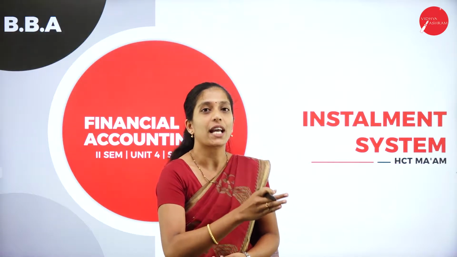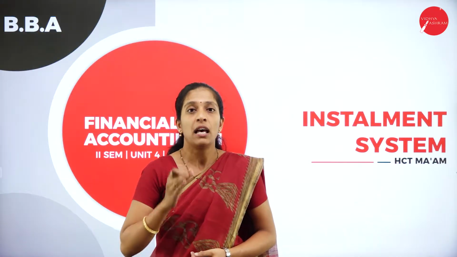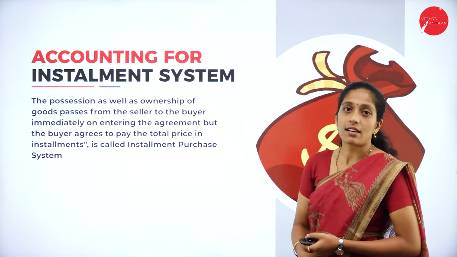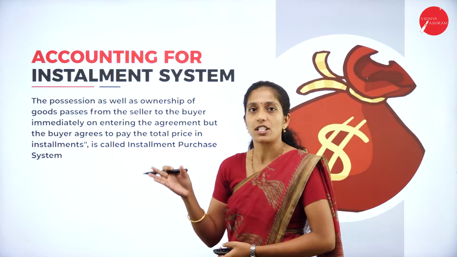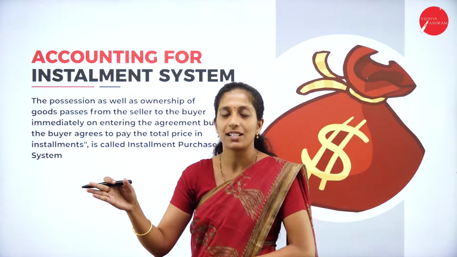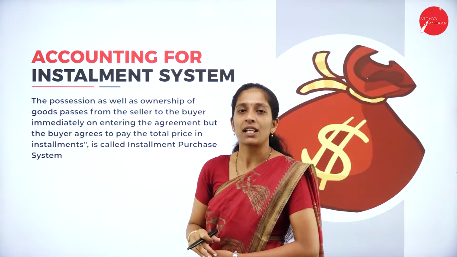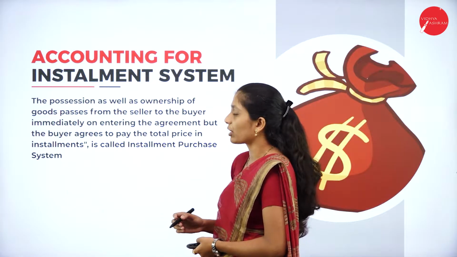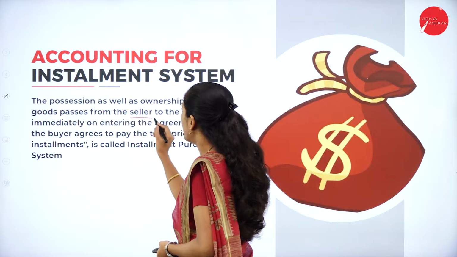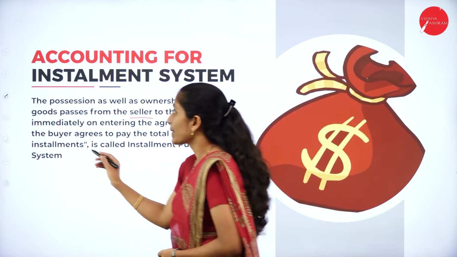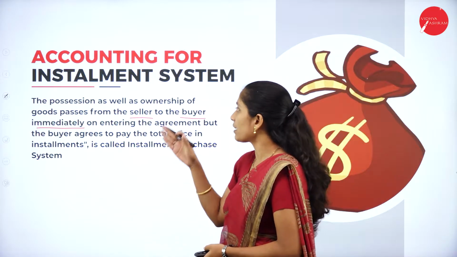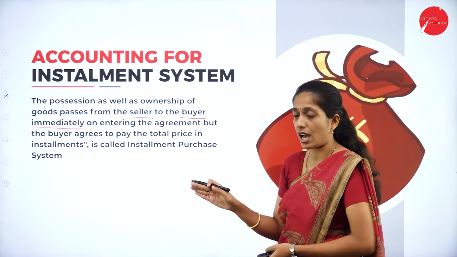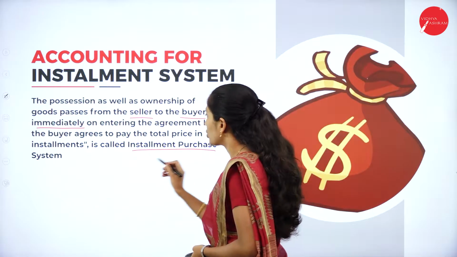There is a difference between hire purchase system as well as installment system. Let us see what is the meaning of installment system, accounting for installment system. For that, first we shall see the meaning of installment system. Here the possession as well as the ownership of the goods passes from the seller to the buyer immediately. Immediately on entering the agreement, the buyer agrees to pay the total price in installments, which is called the installment purchase system.